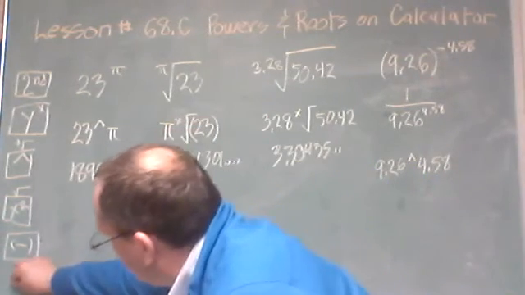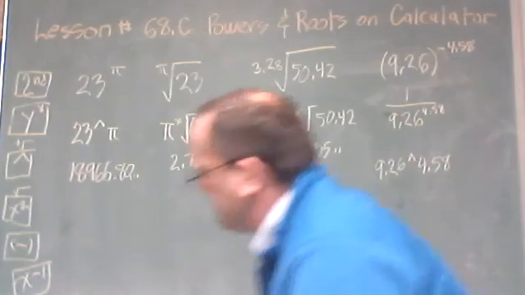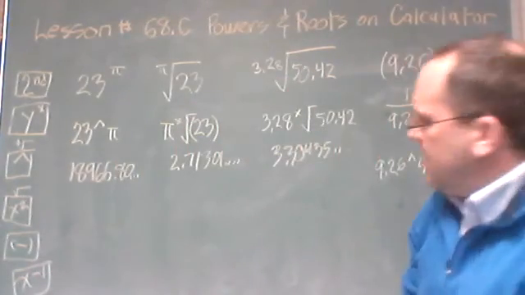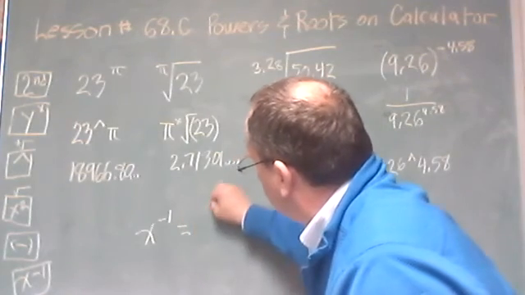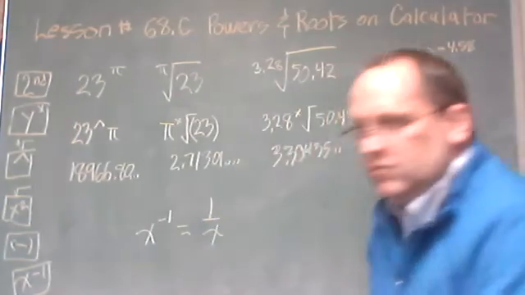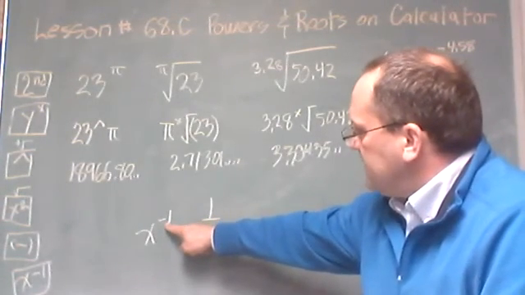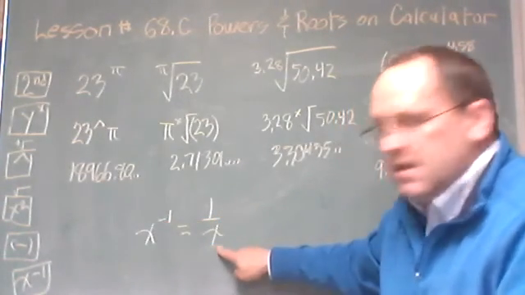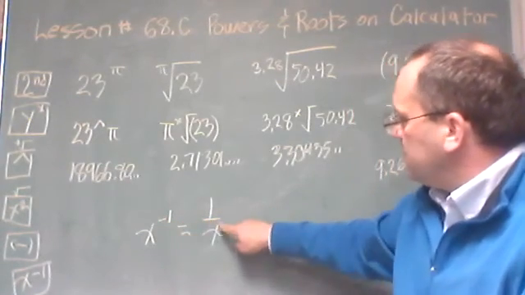Okay. Then I'm going to hit on my calculator, and let me try out, I have enough room to write this. I have an x to the minus 1 button. And of course, we know by definition, x to the minus 1 equals 1 over x. It equals the reciprocal of x. I'm sending the x down into the denominator, and I'm changing the sign from minus 1 to plus 1.